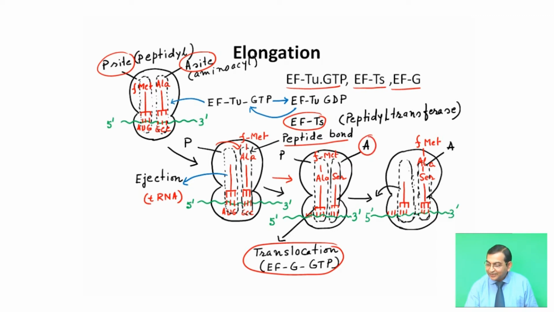As a new codon enters, a new aminoacyl tRNA is inserted in the A site. Again, from the P site, the nascent polypeptide is moved to the A site. Now this process continues, and the tRNA, which is free of amino acid, is ejected. So the polypeptide is being formed in this elongation process.